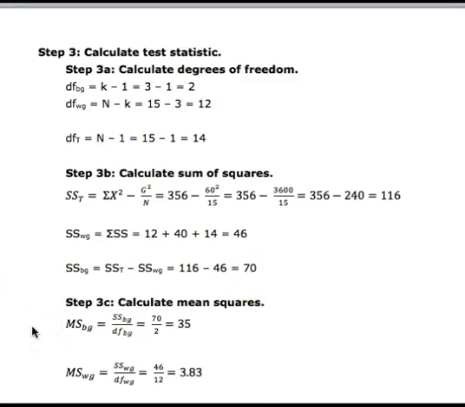That brings us to step 3C, which is to calculate the mean squares. Now we need to figure out what the variances between and within are. So our mean square between group is equal to sum of squares between group divided by its degrees of freedom, which is 70 divided by 2, which is equal to 35. Our mean square within group is equal to sum of squares within group divided by its corresponding degrees of freedom, which is 46 divided by 12, which is equal to 3.83.